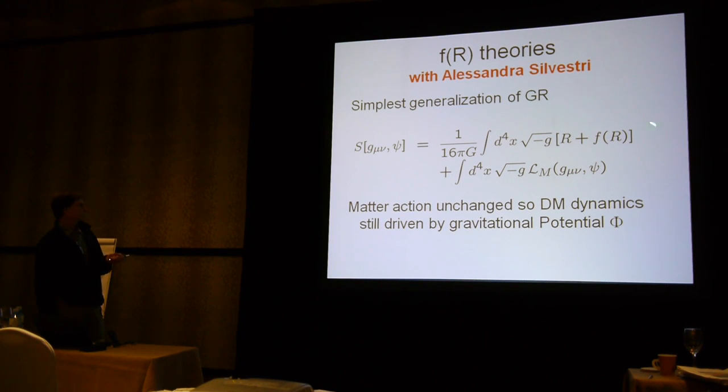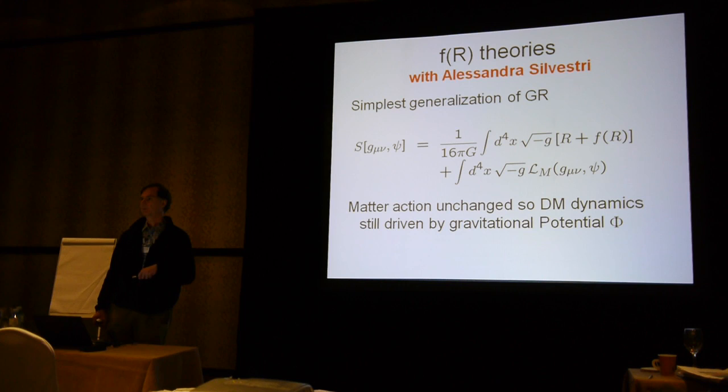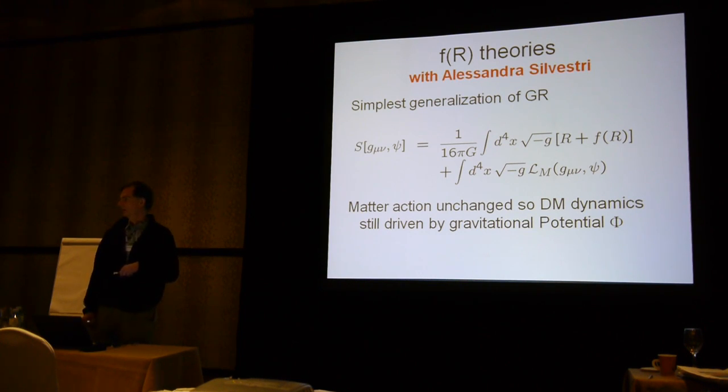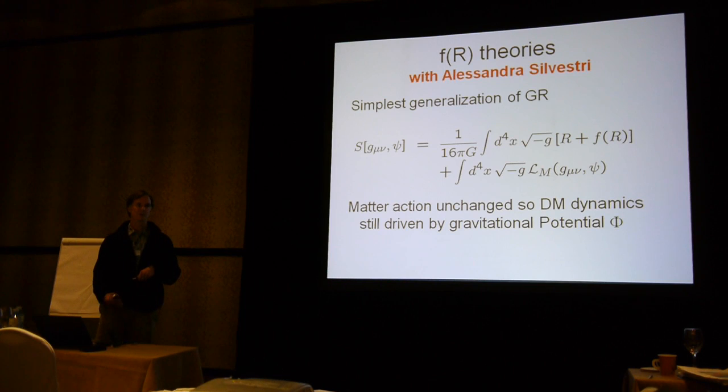In this case, the modification of the action occurs only in the gravity term. There's no modification of the matter Lagrangian. And so if the dynamics of particles is free fall along geodesics in general relativity, then that will be unchanged in these theories. And that's good because it means that we can use, for example, the conventional motion of cold dark matter particles in cosmological simulations with this so-called coupling.